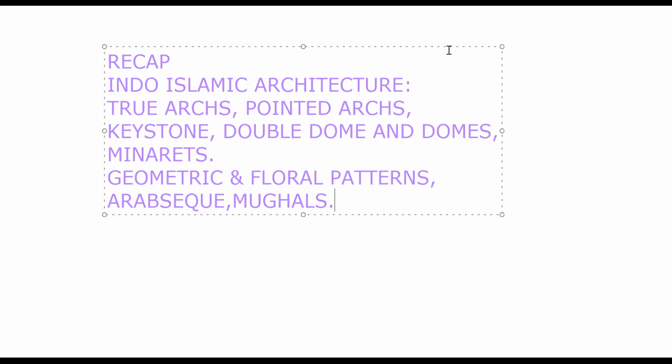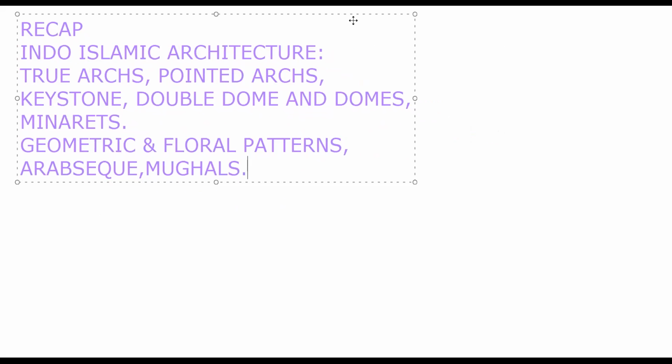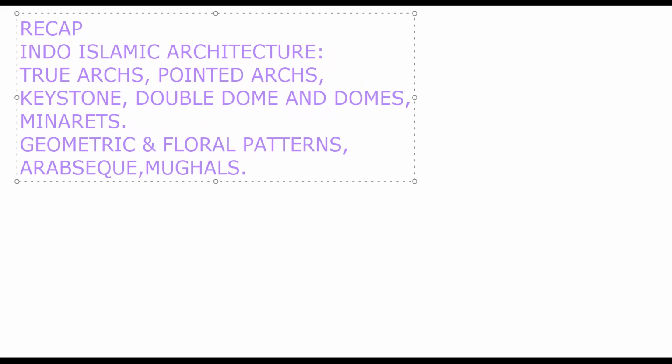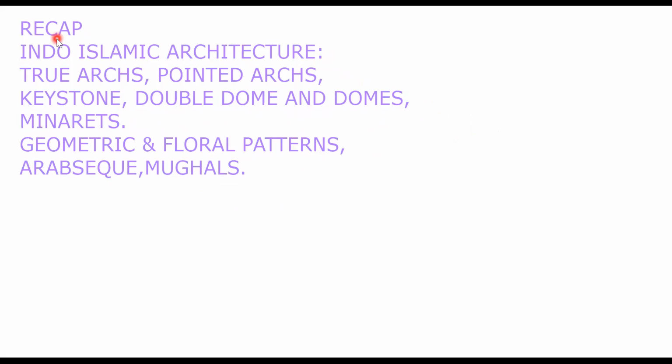So for today, we have this much of the topic, and the recapitulation is written on the left-hand side. You can copy that also, and go through the recap of Indo-Islamic architecture: true arcs, pointed arcs, keystone, double dome and domes, minarets, geometric and floral patterns, arabesque, and the Mughals. You can take a screenshot of this chapter and of my pages that I have shared with you. For the next video, we have the next topic, which is about Shah Jahan, as I have already told you. So be ready with that topic.